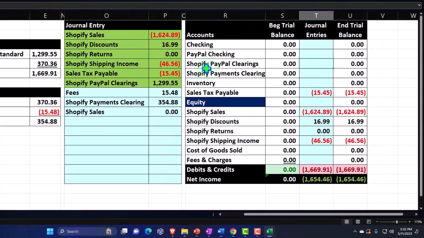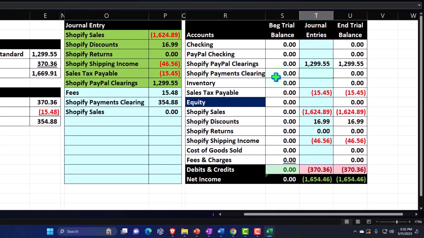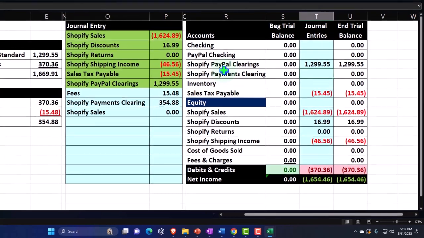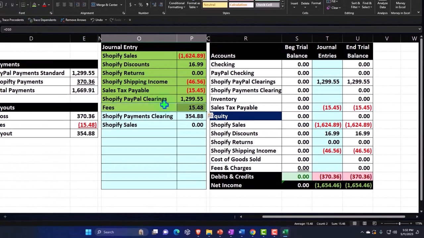Oh no, the Shopify clearing account. This is the amount that's going to go into the checking account, but we're first going to put it into the clearing. And this is the PayPal clearing, the amount that the people paid with the third party PayPal rather than with the Shopify Pay. And then we have the fees. So these are fees on the Shopify payments now, remember, that people use the Shopify Pay to buy stuff.